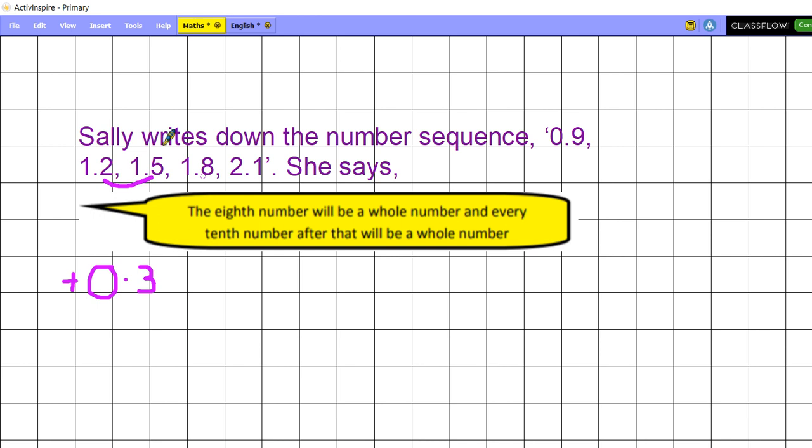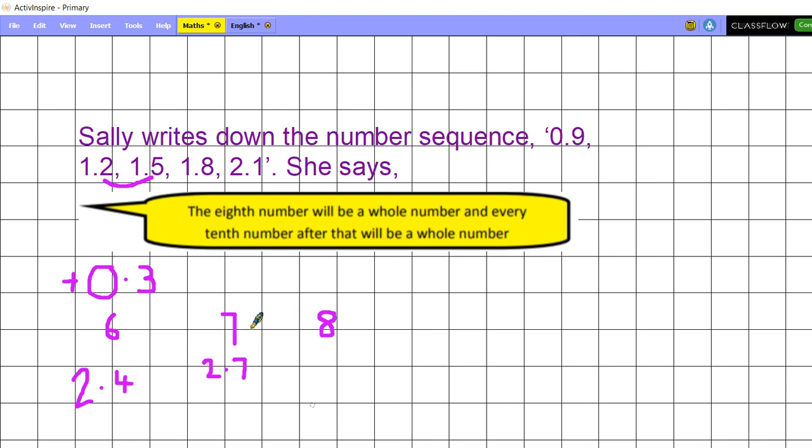So what's the 8th number in the sequence? Well, this is number 1, 2, 3, 4, 5. So we need to add another 0.3, which will give me the 6th number, another 0.3, which will give me the 7th number, and then another 0.3, which will give me the 8th number. So 0.3 for the 6th number will give me 2.4. For the 7th number, I will get 2.7, well done.